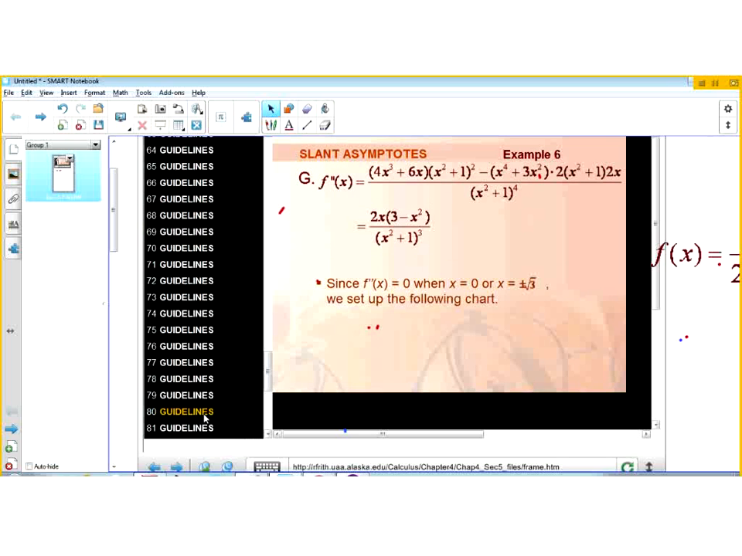Oh, they calculate the second derivative. Good Lord. Okay, well, anyway, there it is. So the second derivative is equal to 0 when x is 0 or x is plus or minus the square root of 3.